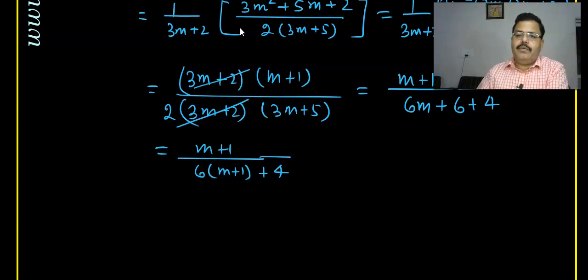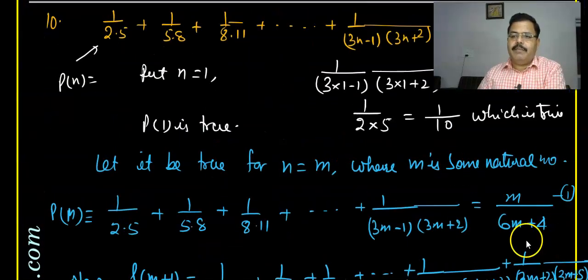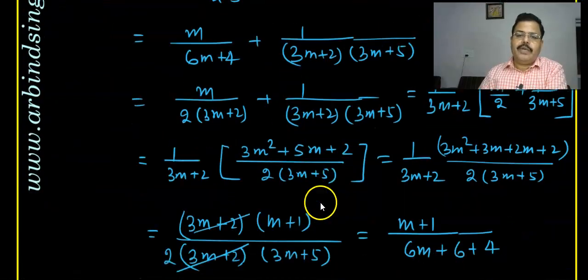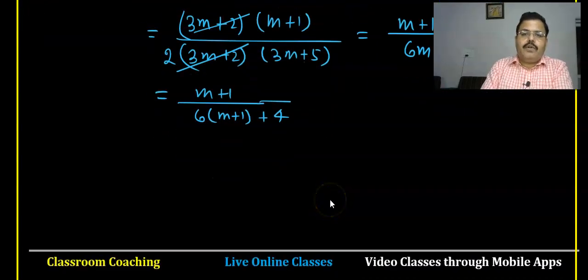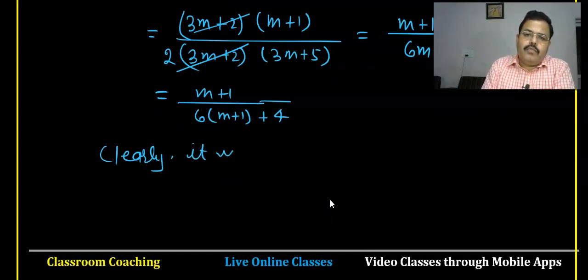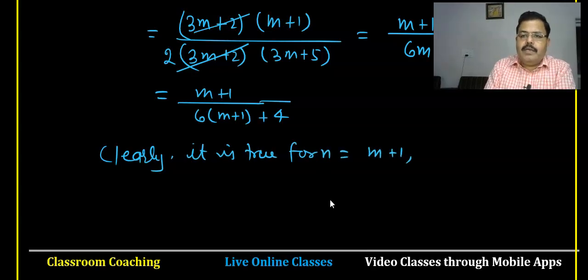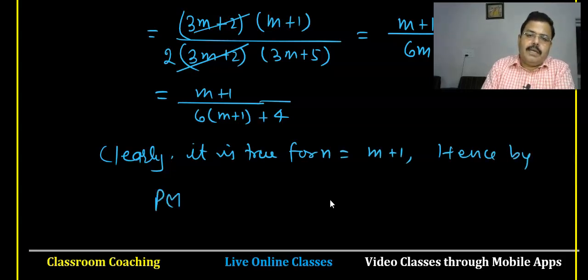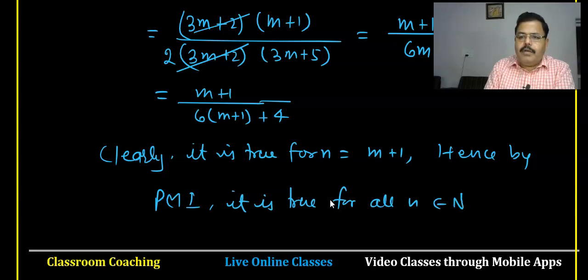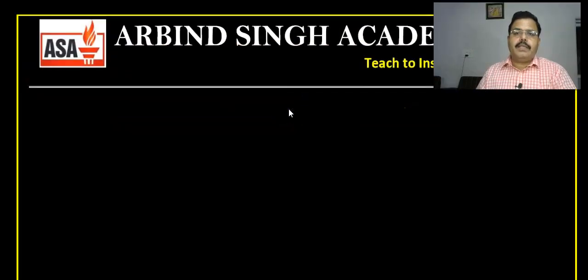And clearly, wherever there was an m, now there is m plus 1. So clearly this is true for n equal to m plus 1. Hence, by the principle of mathematical induction, it is true for all n belonging to N. This is the proof. So I hope you got it. Now let us see question number 11.